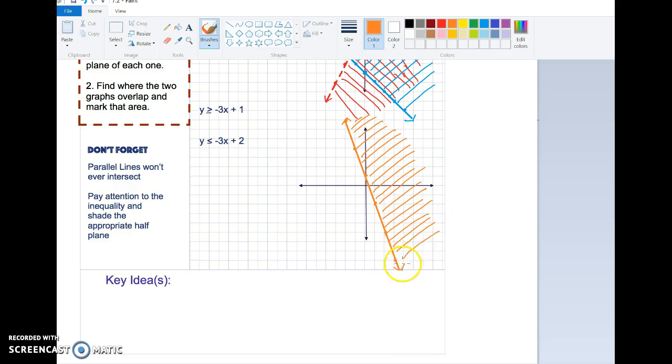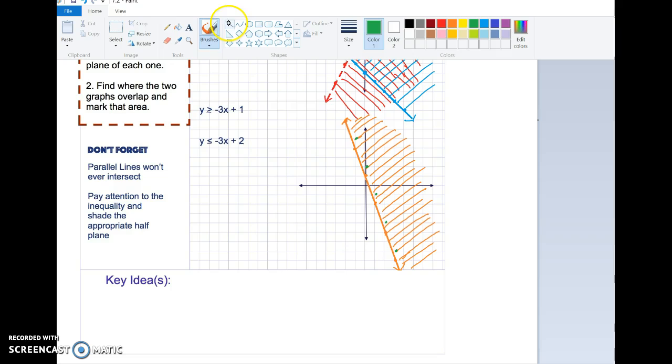Now it's time to go ahead and graph the second line. Now I'm going to go ahead and do this with you because it's going to be a little tricky. So I'm going to change my color to green, and I'm going to start by graphing my y-intercept, which happens to be 2, which is right there. All right? And then I'm going to go the same slope, down 3 over 1. 1, 2, 3 over 1. You can see that these lines are very close to each other.